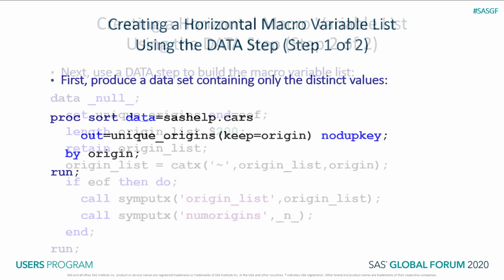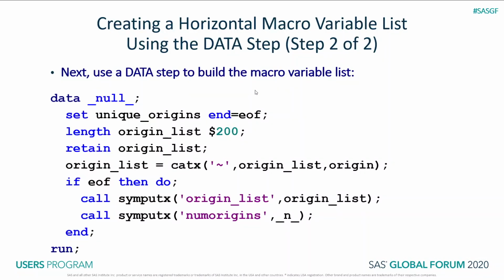Once we've done this, now we can use a data step to build our macro variable list. And we're simply going to step through this data set and build the list piece by piece.